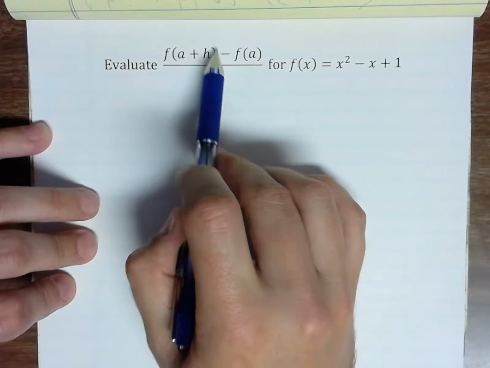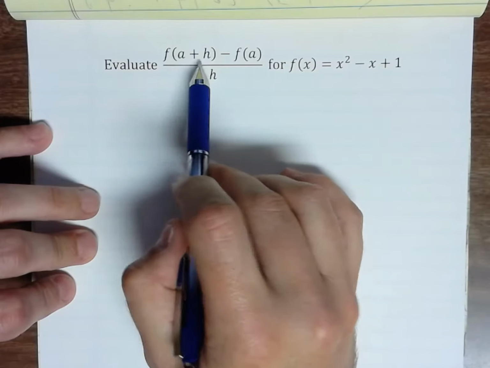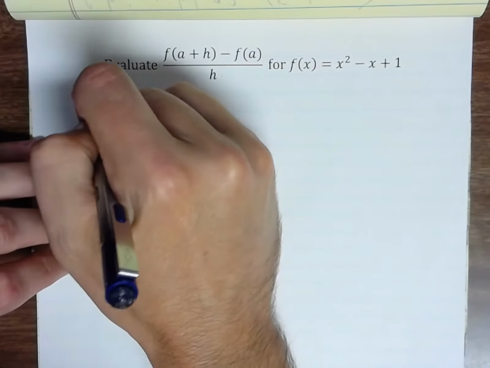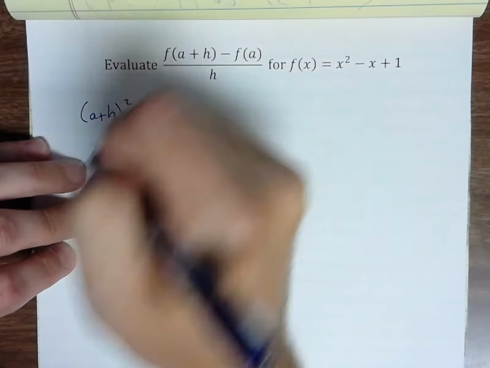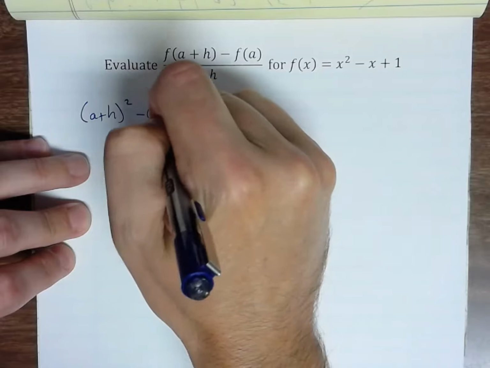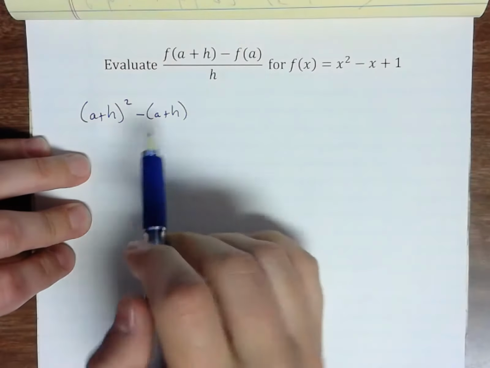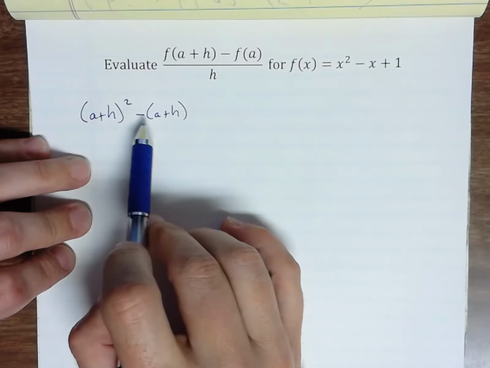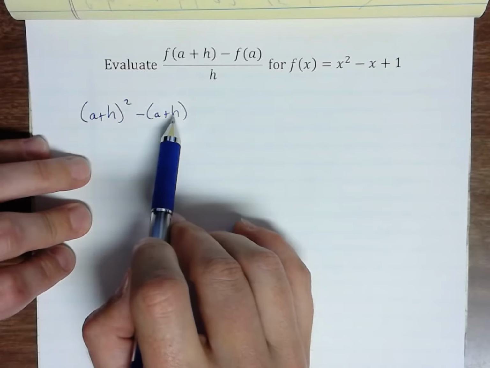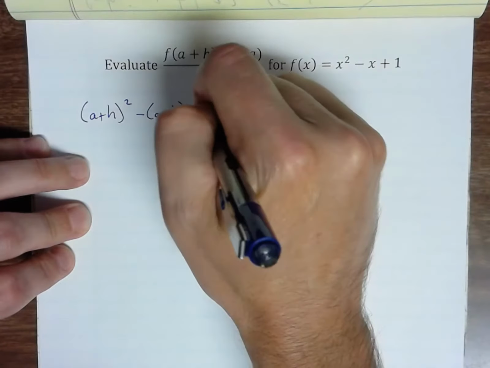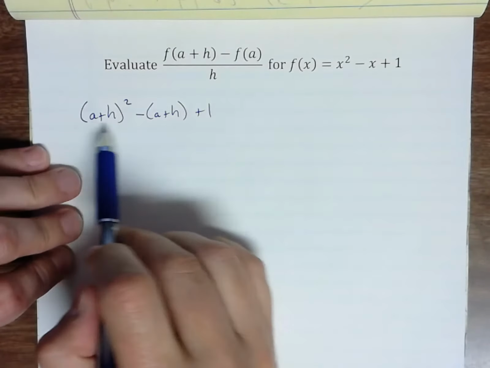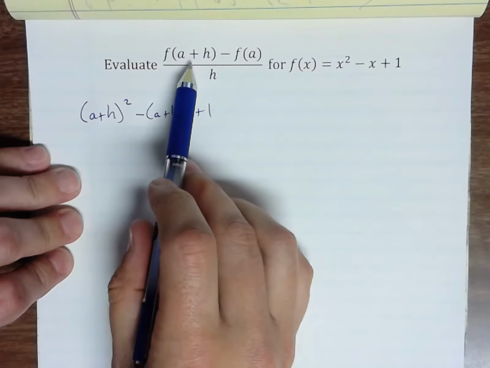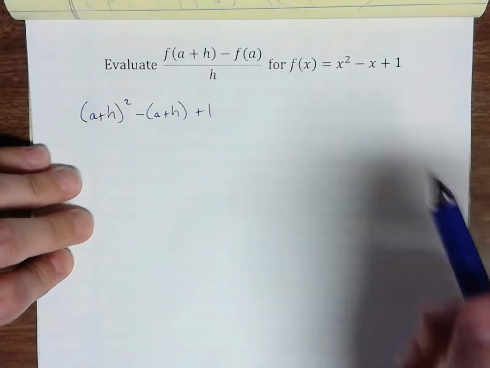So f of a plus h just means go and put a plus h everywhere I see an x. So we've got (a plus h) squared minus (a plus h). Now notice I wrote that in parentheses. If you don't do that, it's really easy to forget that that negative is going to go through to that h as well. Plus 1. So this right here, of course, we'll need to expand it, but this right here is f of a plus h. So now let's do minus f of a.